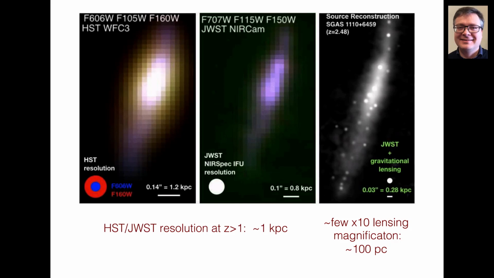With JWST, you might get a little bit better, but if you have a lensed galaxy like this, with JWST, you can see structures down to about 100 parsecs. The typical magnification you get when you have a galaxy lensed by a cluster is a few tens, basically. So then you can start seeing these individual clumps, which are not necessarily individual star clusters, but more like star-forming complexes, like 30 Doradus here.